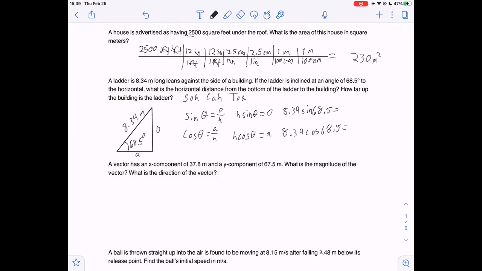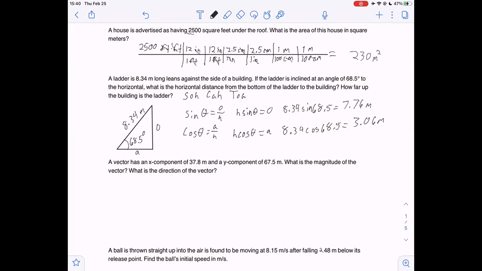Units. Yep. So we wind up with 7.76 meters. And then for your adjacent or your x, 3.06 meters. Any questions? Trigonometry, foundation.